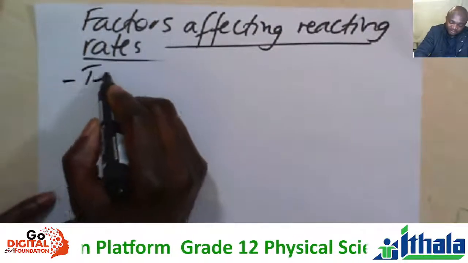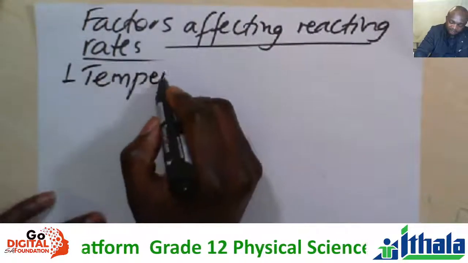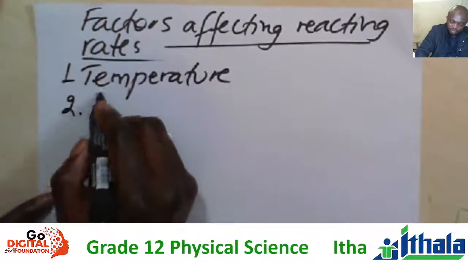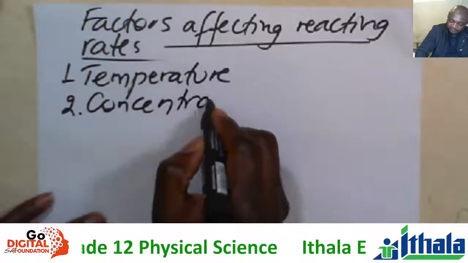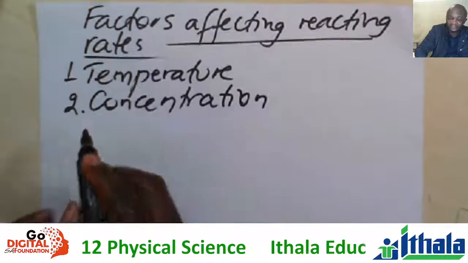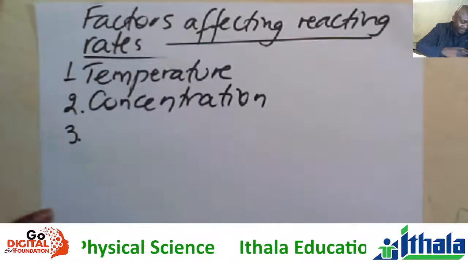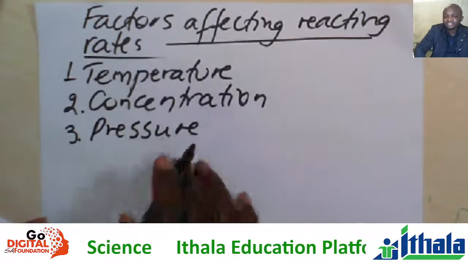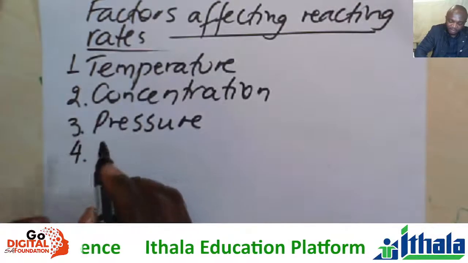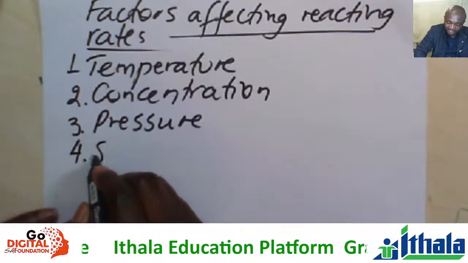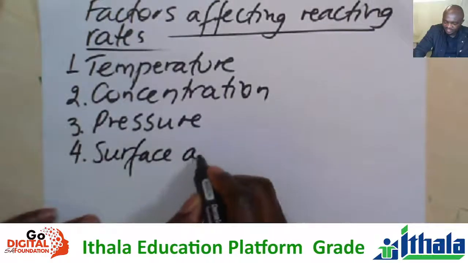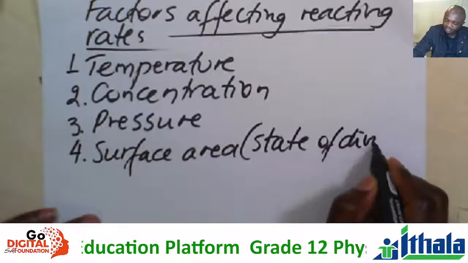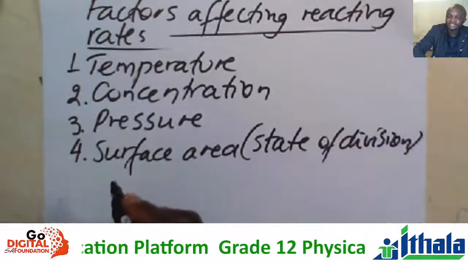The first one esikhulume nge-temperature. Temperature is the number 1. The temperature is one of the factors affecting the reaction rate. Number 2, sihamba nge-concentration. The concentration is one of the factors affecting the reaction rate. Number 3, sine pressure. The pressure is also one of the factors affecting a reaction rate. Number 4, singakhuluma ngani nge-surface area. I-surface area noma ibizwa nge-state of division. State of division is also a factor that affects a reaction rate.